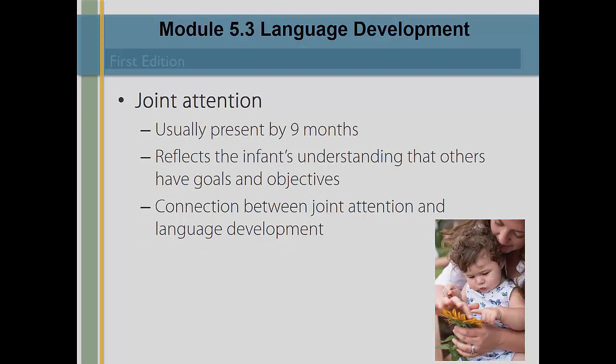Joint attention, in which adults and infants focus on the same thing, is usually present by 9 months. Joint attention reflects the infant's understanding that others have goals and objectives. Joint attention relates to language development in that mothers who have frequent bouts of joint attention with their infants and who attract the infant's attention to objects and say the names of objects tend to have infants who produce meaningful gestures and acquire new vocabulary words at an earlier age.